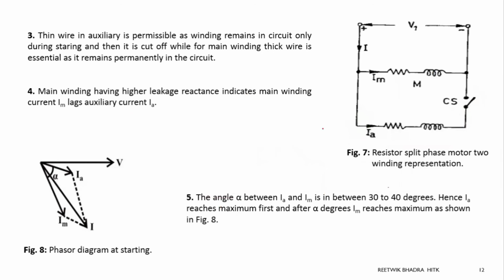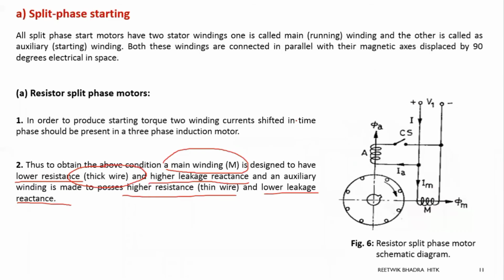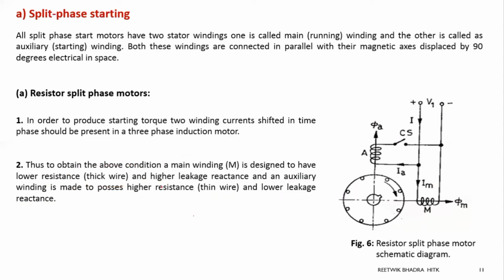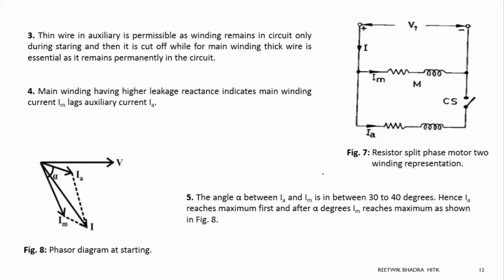Now, the leakage reactance we had also stated: which winding has higher leakage reactance? The main winding has higher leakage reactance and the auxiliary winding has lower leakage reactance. The higher leakage reactance is determined by the inductance value. If the inductance is more, the current will lag more. So since the main winding has higher leakage reactance, what will be the main winding current?